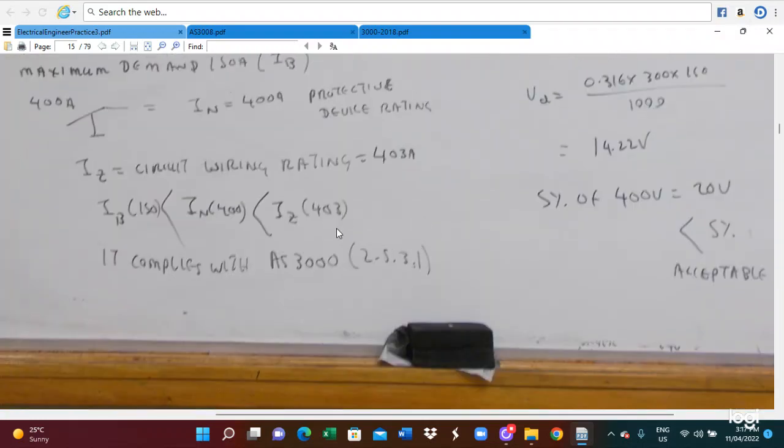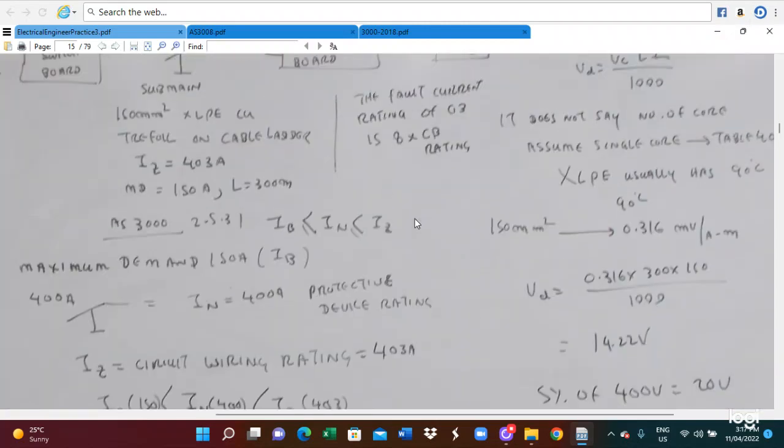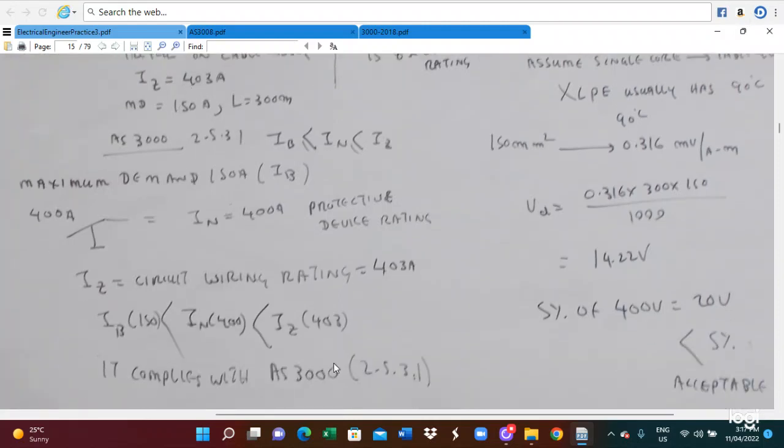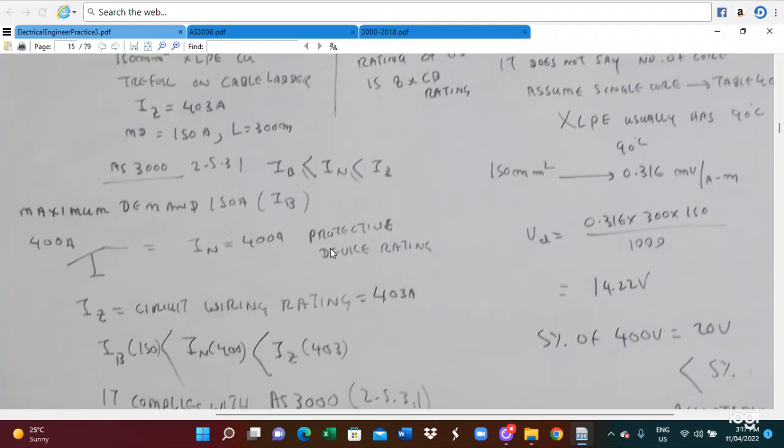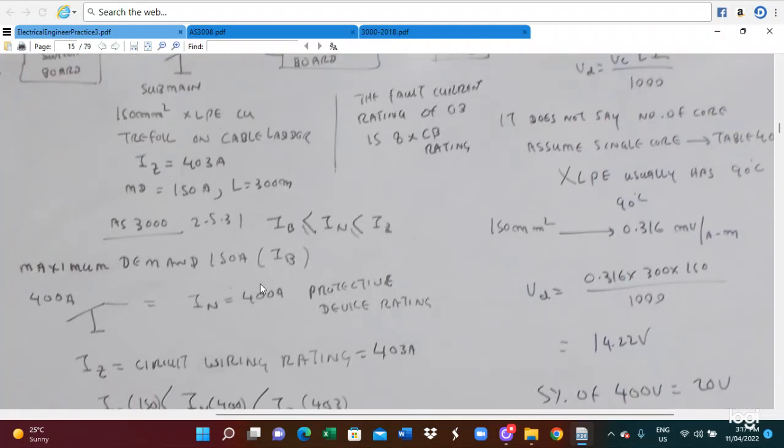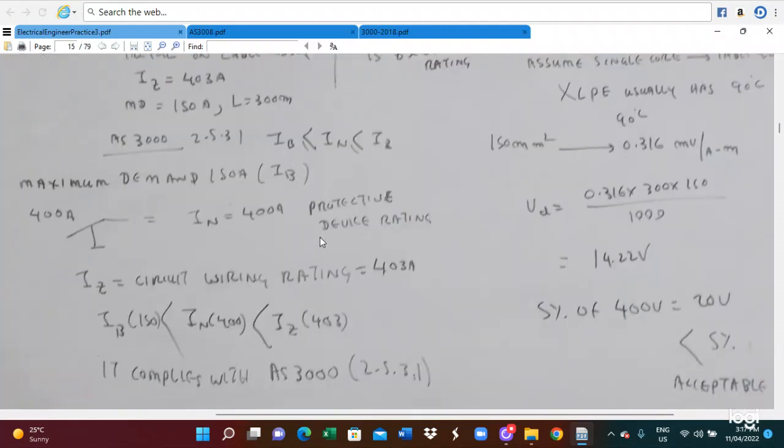403 ampere is given. So in this case, it complies with the ES3000 because the information is that IZ is 403 ampere when the fault current happens, and also IN is the protected by rating, and IB is the maximum demand current. So it complies with the ES3000.